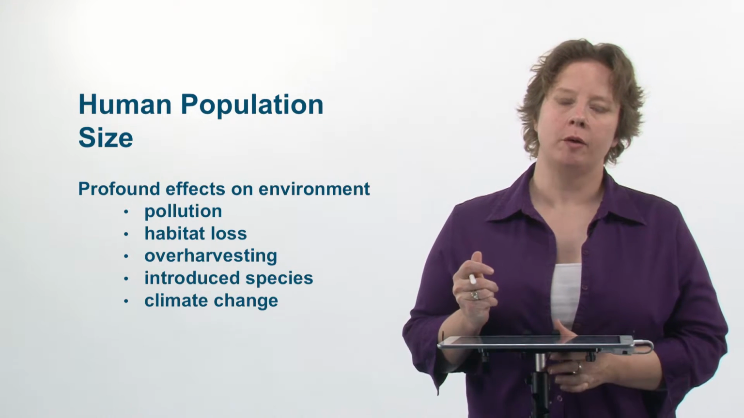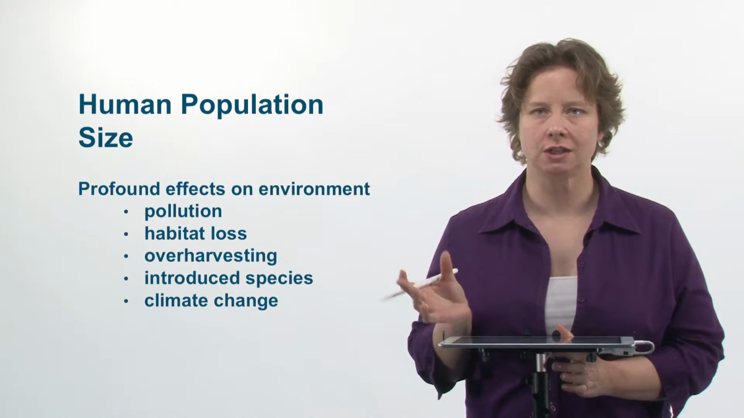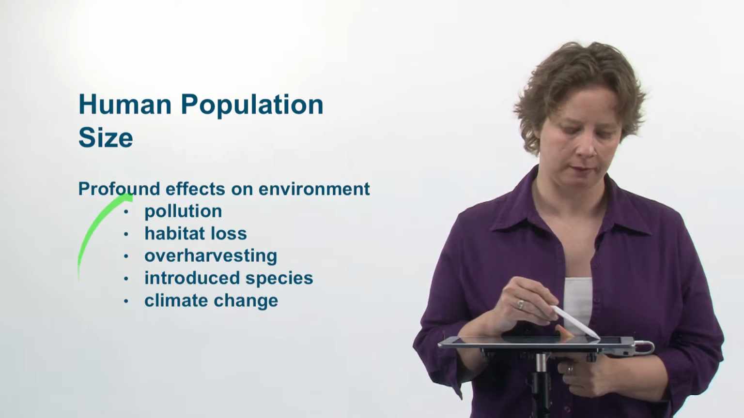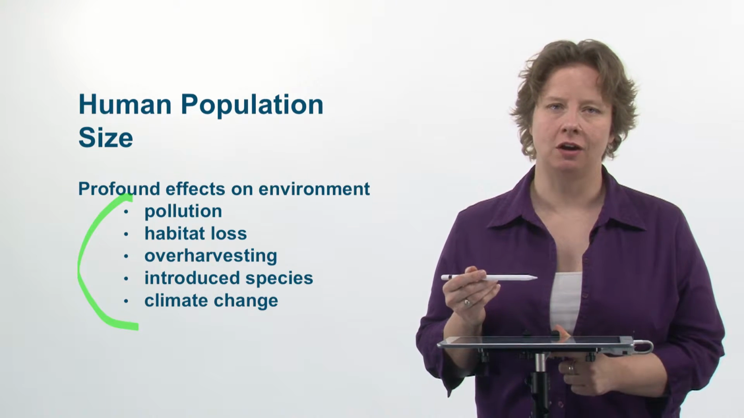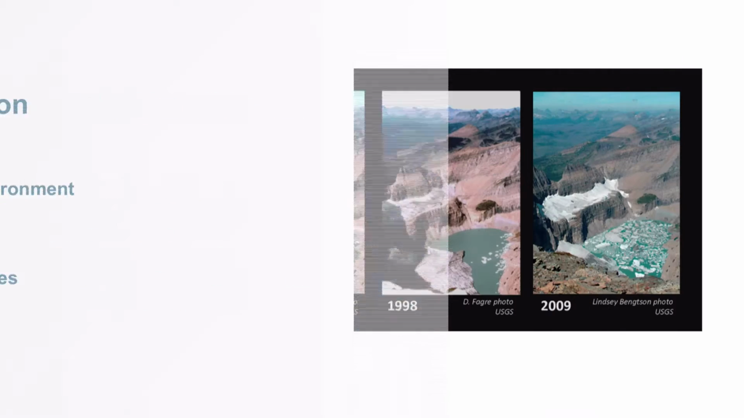In this unit, we're talking about human intervention in the natural world. The human population size is so big that it has had profound effects on the environment. Examples of these effects are pollution, habitat loss, overharvesting, introduced species, and climate change.